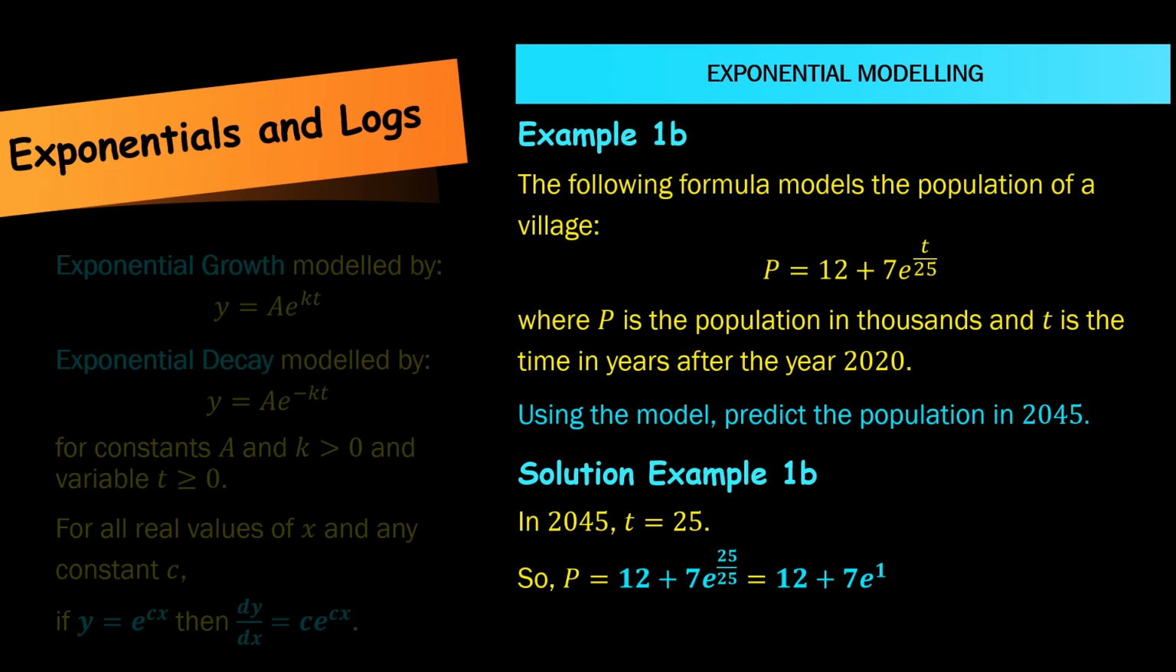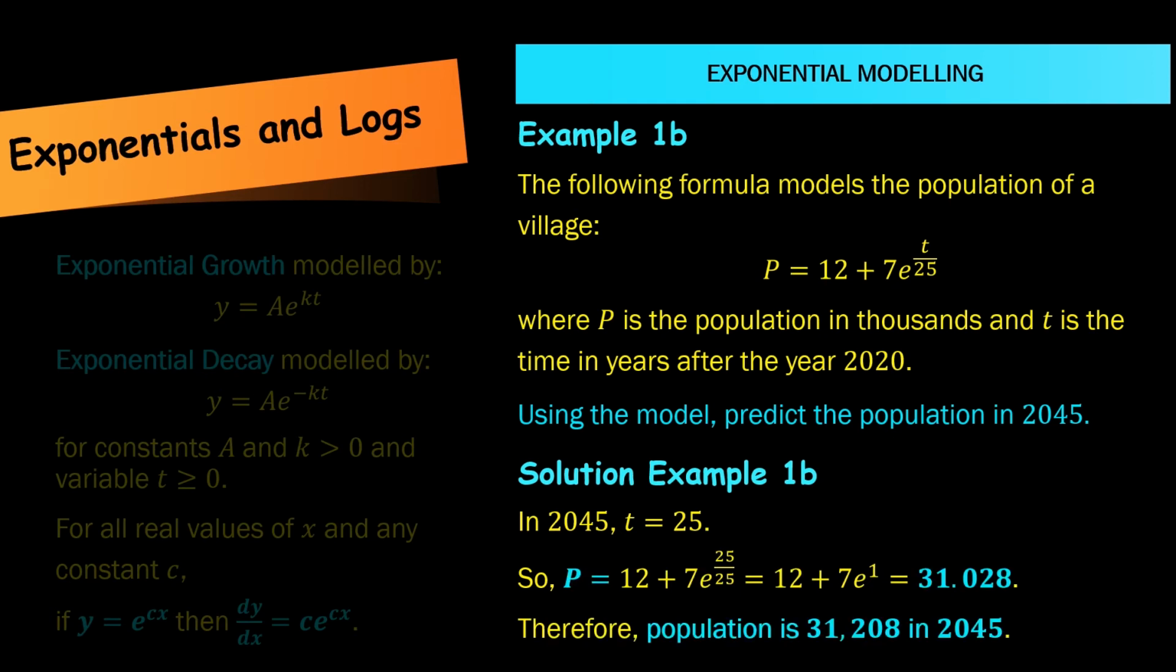And this gives us 12 plus 7 times e to the power 1, which is equal to 31.028 to 3 decimal places. Therefore, the population is 31,028 in 2045.